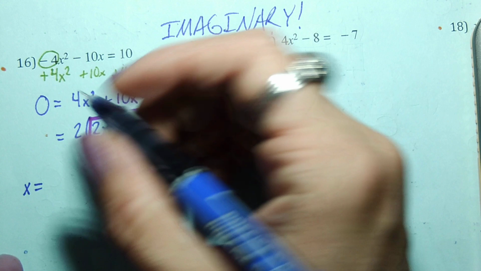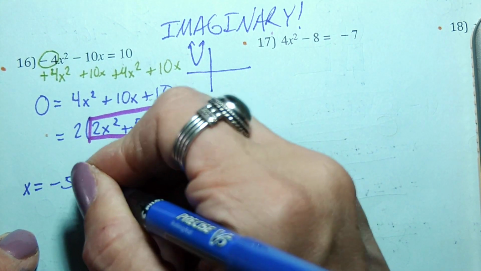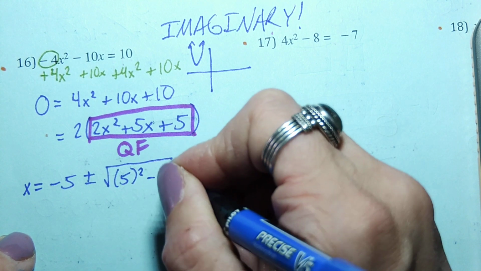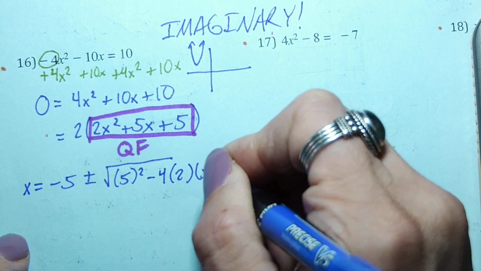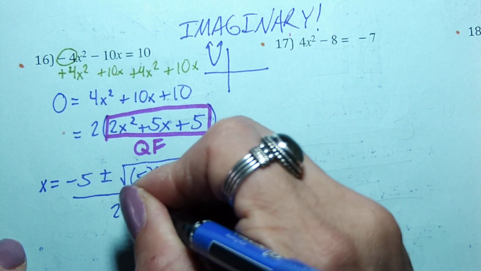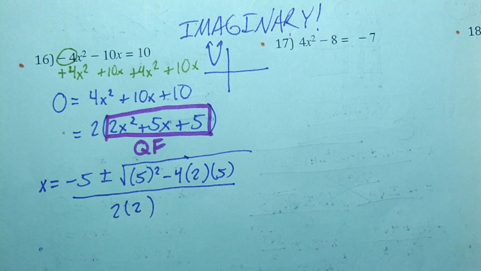Quadratic formula is negative b plus or minus the square root of b squared minus 4ac, all over 2 times 2. Take it from here, ladies and gentlemen.